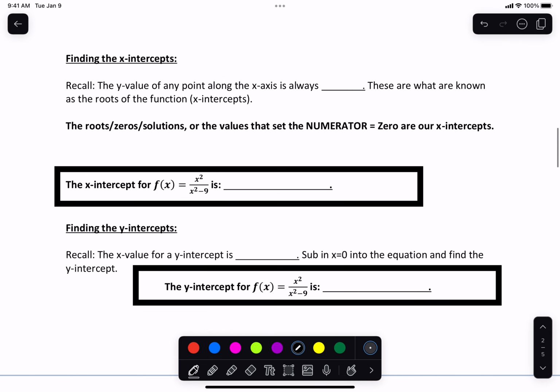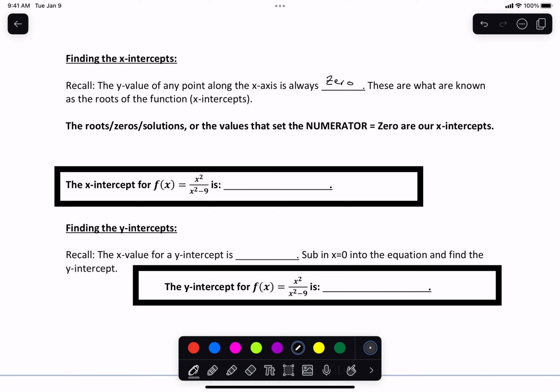Okay, so finding x-intercepts. You're going to recall the y value of any point along the x-axis is always what? It's always 0. Any x-intercept is going to have a y value of 0. So we're going to substitute 0 for y and solve for x. In that instance, set the numerator equal to 0. Those are our x-intercepts.